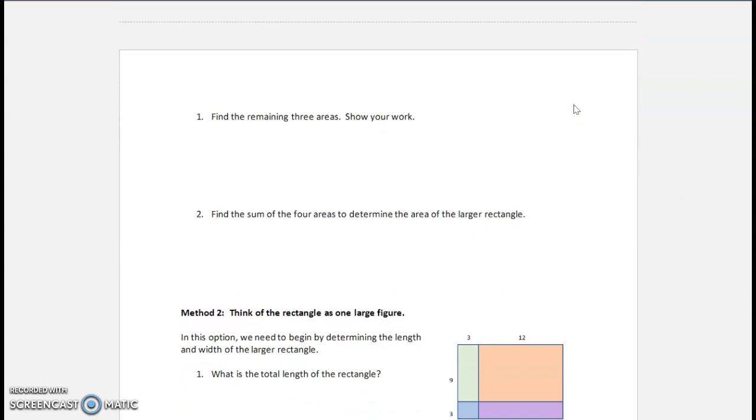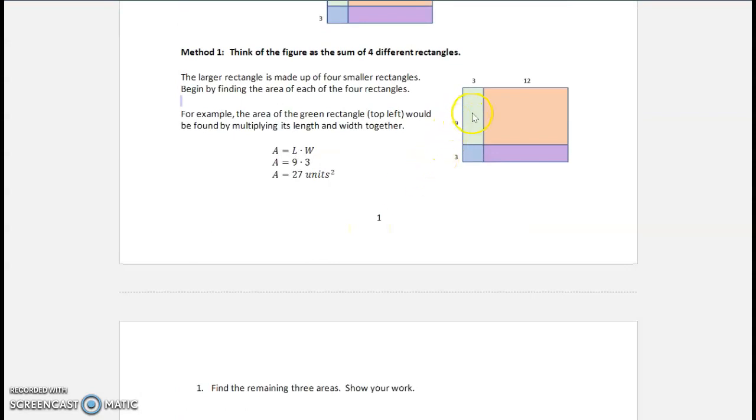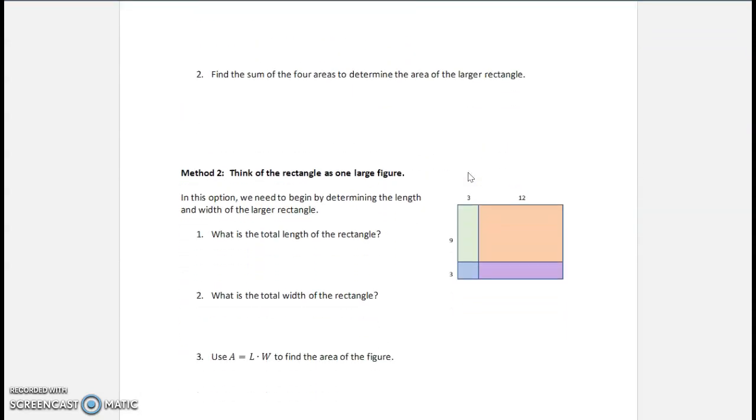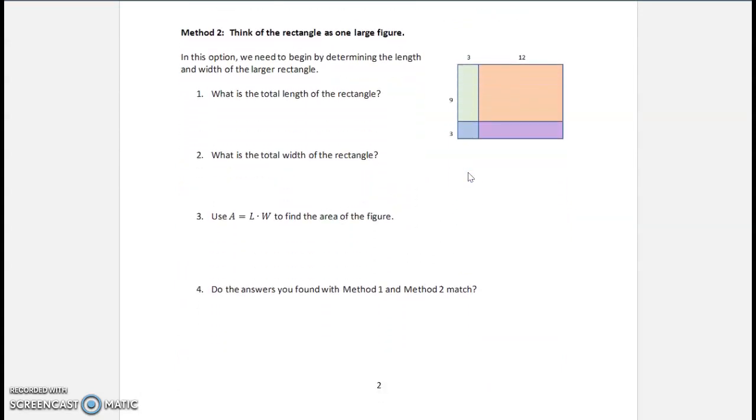Once we find those 3 remaining areas, we need to find the sum of the 4 areas. Basically, we're adding up the area for each of these small rectangles, and that gives us the total area of the big rectangle. So we individually find each area and add them together for the total area. Now we're going to look at this a little bit of a different way. We want to find the total length of the rectangle.